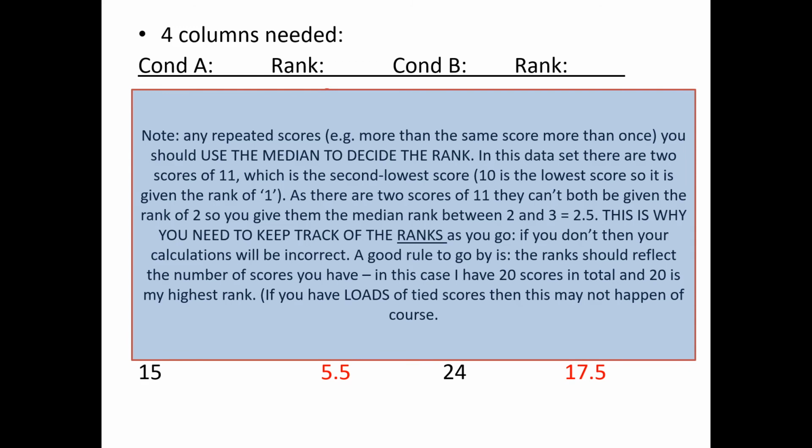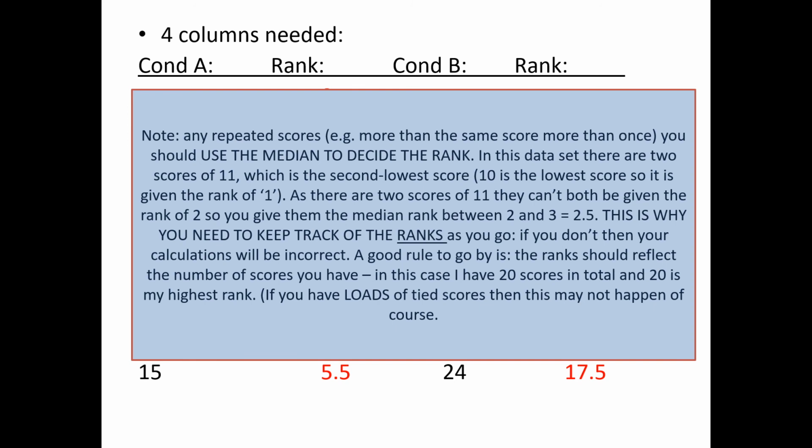As there are 2 scores of 11, they both can't be given the rank of 2, because there are 2 scores. So they don't actually rank second because they're taking up 2 places on your ranking scale. But you can't give one a rank of 2 and one a rank of 3 because they're the same score. So you divide the ranks between them to account for the value of all the ranks. Now, at this point, you might have thrown your laptop out of the window and said, Miss, what are you talking about? Bear with it, go with it.